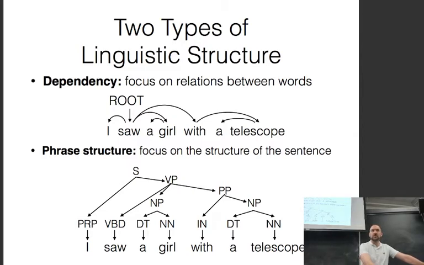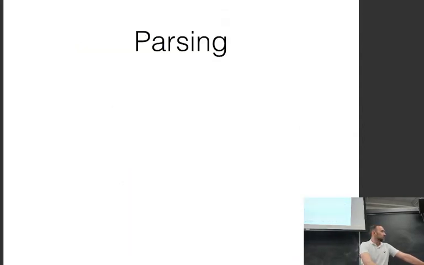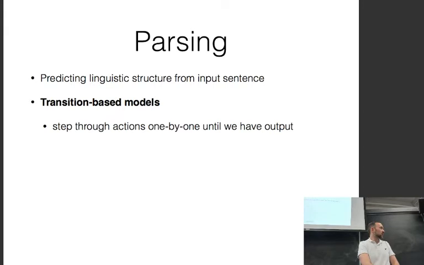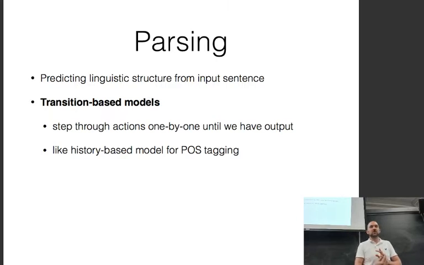Okay. So parsing is predicting linguistic structure from the input sentence. There are two methods that I'm going to talk about here. One is transition-based models, and they step through the actions one by one until we have an output. An analog of this is the history-based models for part-of-speech tagging that I talked about, like the teacher forcing models or the history-based RNN models. Basically, it's like that.